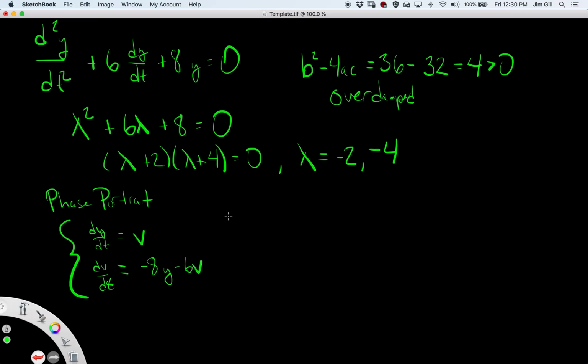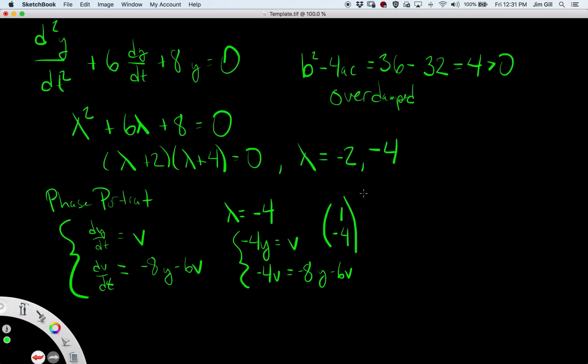Okay. So if we want to look at the eigenvalue lambda equals -4, that would correspond to -4y is equal to v, and -4v is equal to -8y minus 6v. And now we need to find a pair y and v which works. This is not unique as always, so just pick y equal to 1, and then v is equal to -4. So there's our eigenvector associated with the eigenvalue.